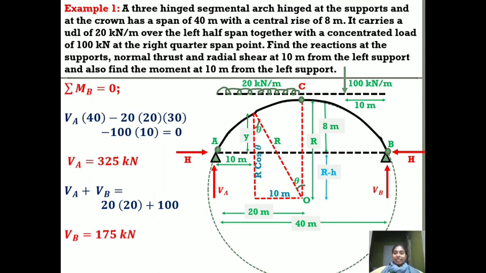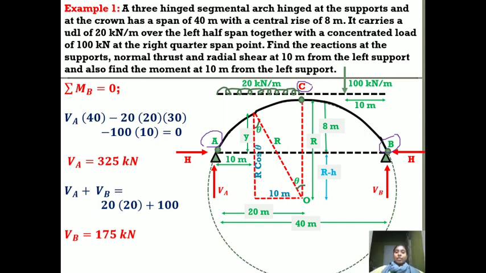So there is a 3-hinged arch. A and B are the supports. C is the central hinge. So A is one support, B is another support and C is the central crown, and we have 3 hinges. One hinge at A, one hinge at B and another hinge at C. So a 3-hinged segmental arch.